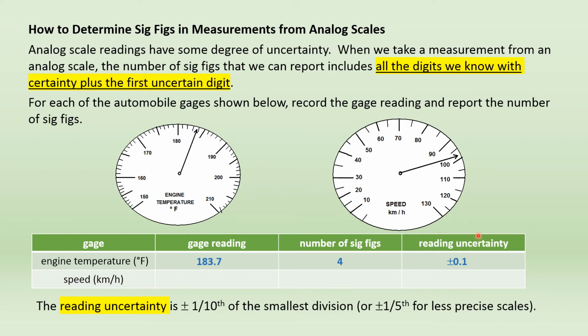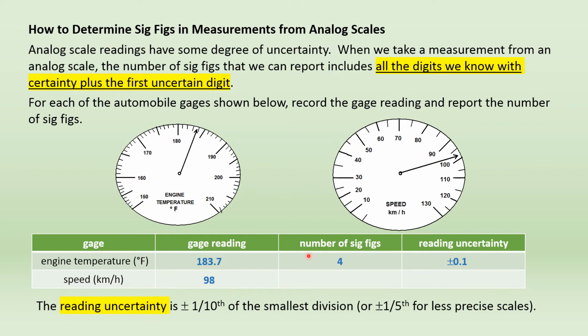So let's try the next one. Here I have the speedometer. What's the speed you see on here? Well, 80, 90, 100. I have divisions every 5. This is 95 kilometers per hour. And this is 100. So I would estimate it's between 95 and 100. I'm going to say it's about 98.